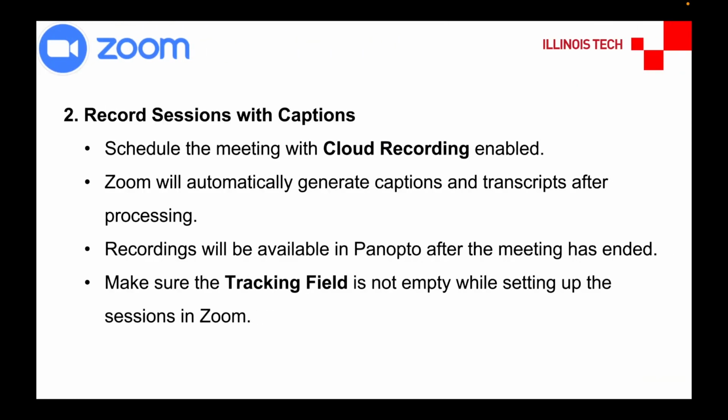The second tip is to always record your Zoom sessions with captions enabled. Make sure your meetings are set to record automatically to the cloud. After the meeting ends, the recording will be processed and made available in Panopto, with processing time depending on the size of the recording. As a final tip, make sure the tracking field is not left blank when setting up your Zoom sessions.